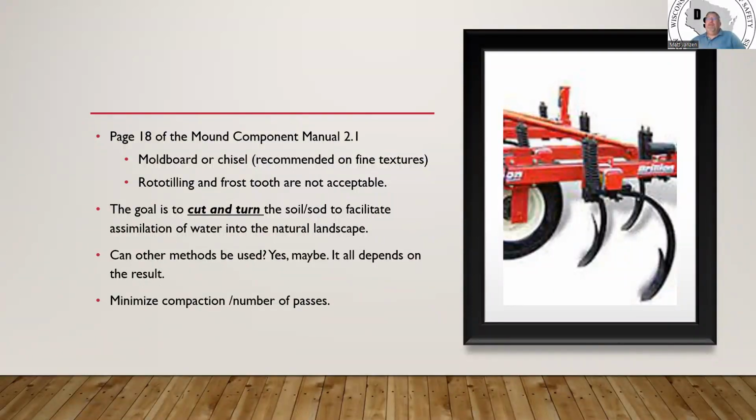Minimize compaction, number of passes. The simple thing is the component manual says moldboard or chisel. Rototill or frost tooth, it says, are not acceptable in the component manual. So use an implement that's meant for plowing, not one for breaking up chunks of frost in the soil. So that's my answer.